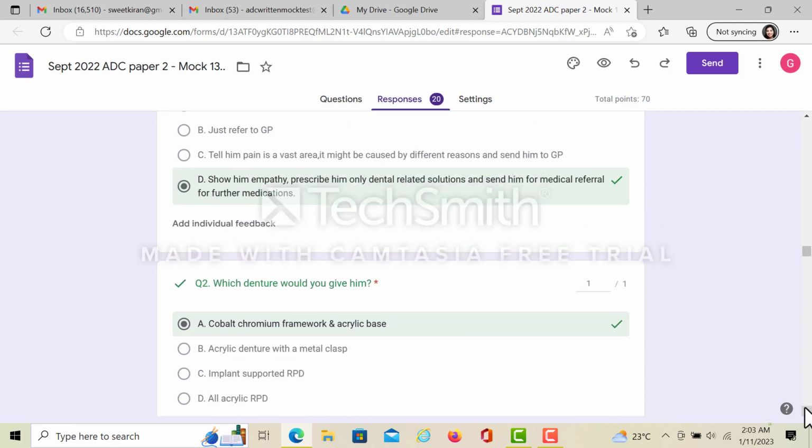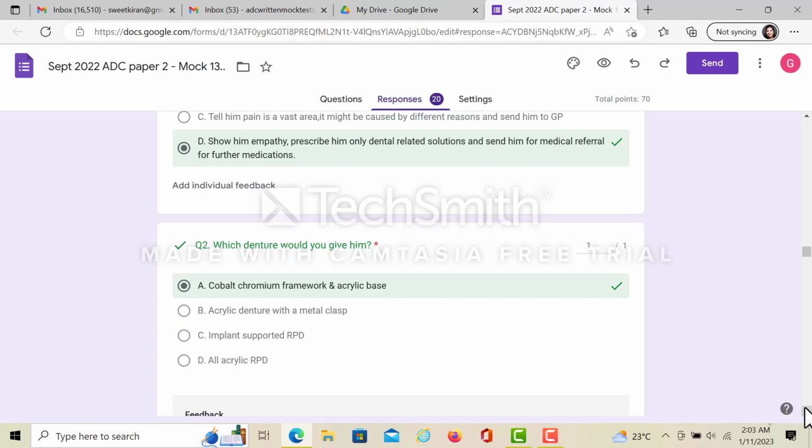Which denture would you give him? Now see, whenever a question is asked like which denture would you give him, you always have to go with the best option.